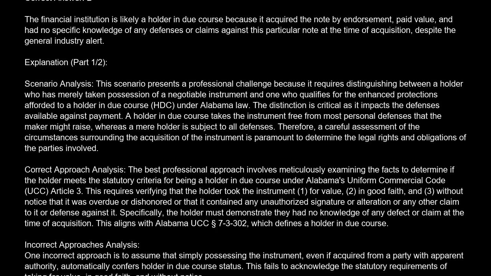For value, 2. in good faith, and 3. without notice that it was overdue or dishonored or that it contained any unauthorized signature or alteration or any other claim to it or defense against it. Specifically, the holder must demonstrate they had no knowledge of any defect or claim at the time of acquisition.